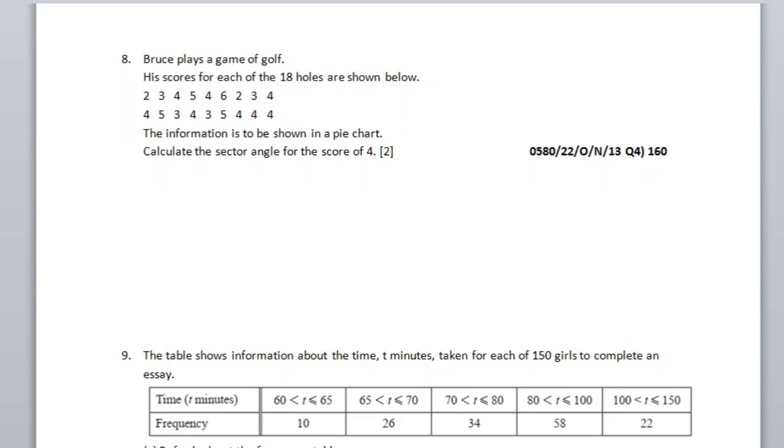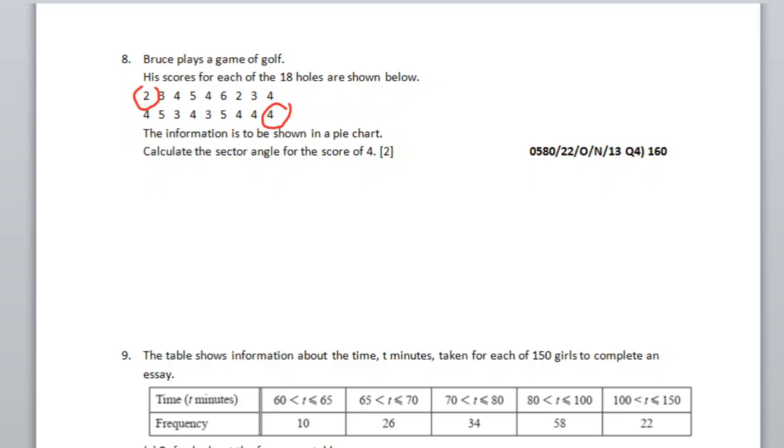Question number 8. Bruce plays a game of golf. His score for each of the 18 holes are shown below. In the first hole his score is 2, and in the last hole, the 18th hole, his score is 4. The information is to be shown in a pie chart. Calculate the sector angle for the score of 4.